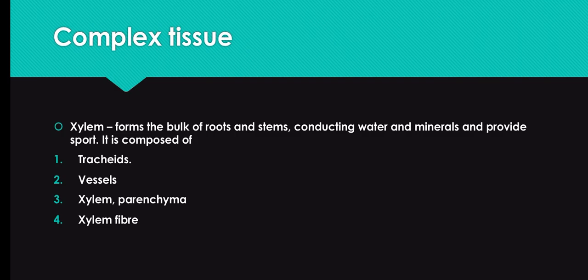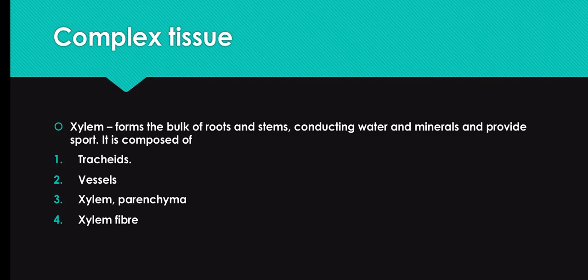Firstly, we will discuss about the trachea. Trachea are elongated tube-like dead single cells with hard, thick, and lignified walls. End walls are tapered and overlap with adjacent trachea. Water passes trachea to trachea through the pits in their walls.